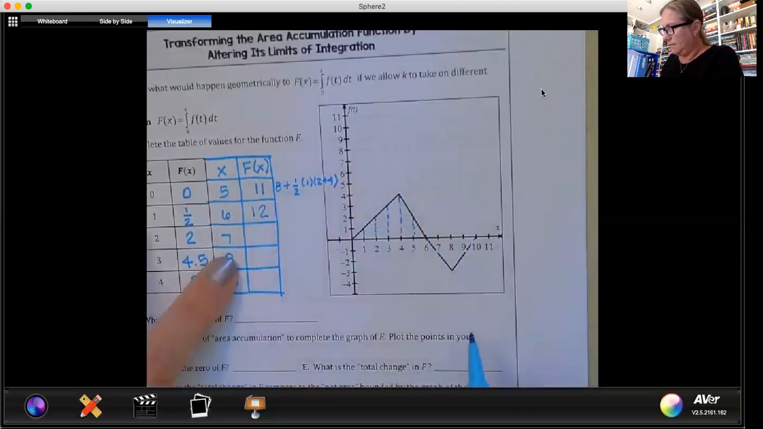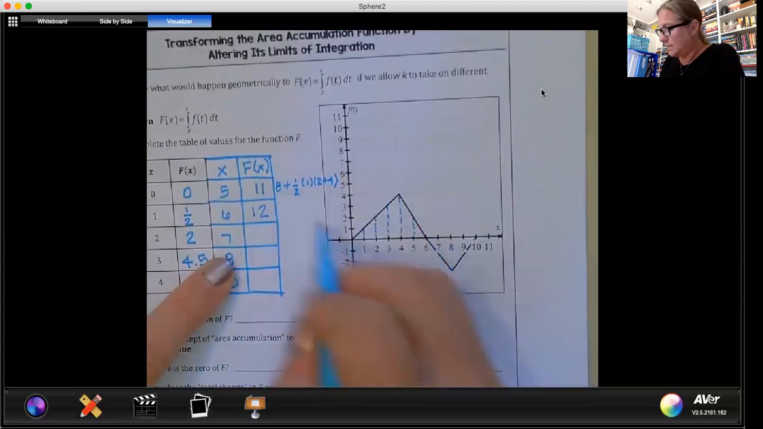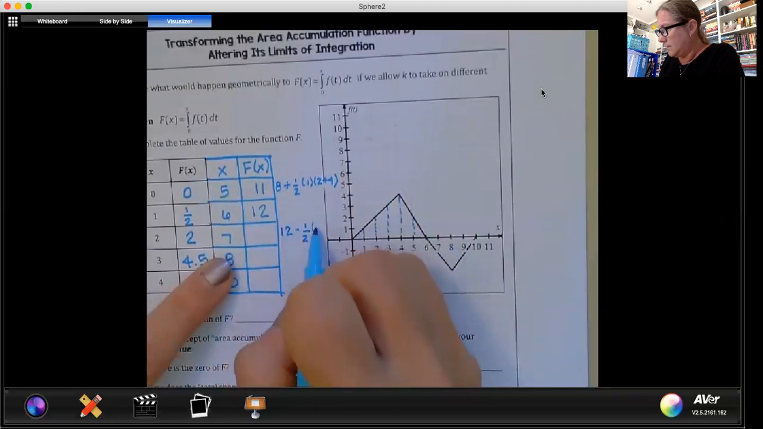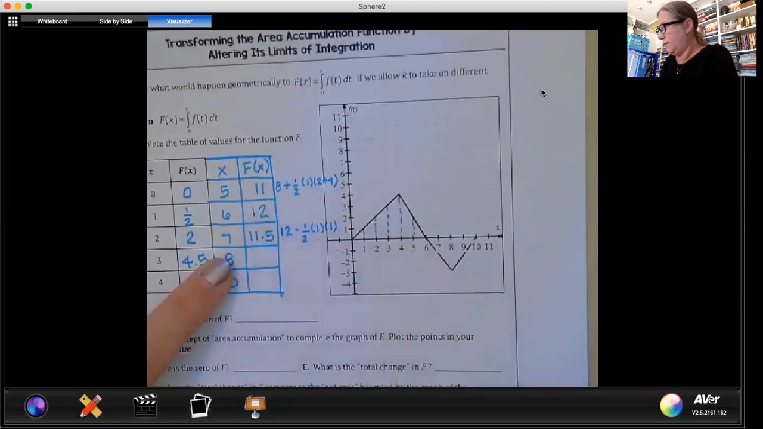Then we're going to 7. It's negative. It's below the x-axis. So that's a little triangle, 1/2 base times height. So we're going to do 12 minus 1/2 times 1 times 1. 12 minus 1/2 is 11.5.